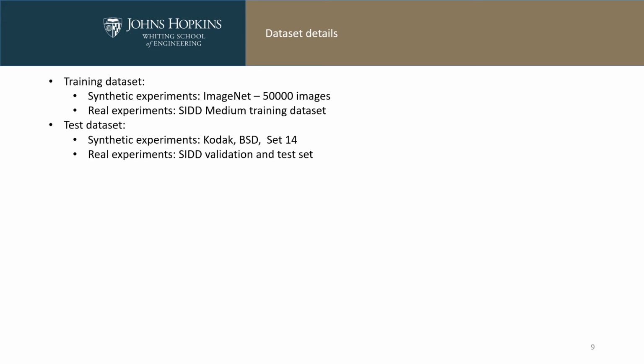We compare our method with the state-of-the-art methods. We use synthetic experiments and real experiments. For synthetic experiments, to train the network weights, we use 50,000 ImageNet images. We test it on Kodak, BSD, and SET12 test images. For real experiments, we use the SIDD medium training dataset and evaluate it on the SIDD validation and test sets.